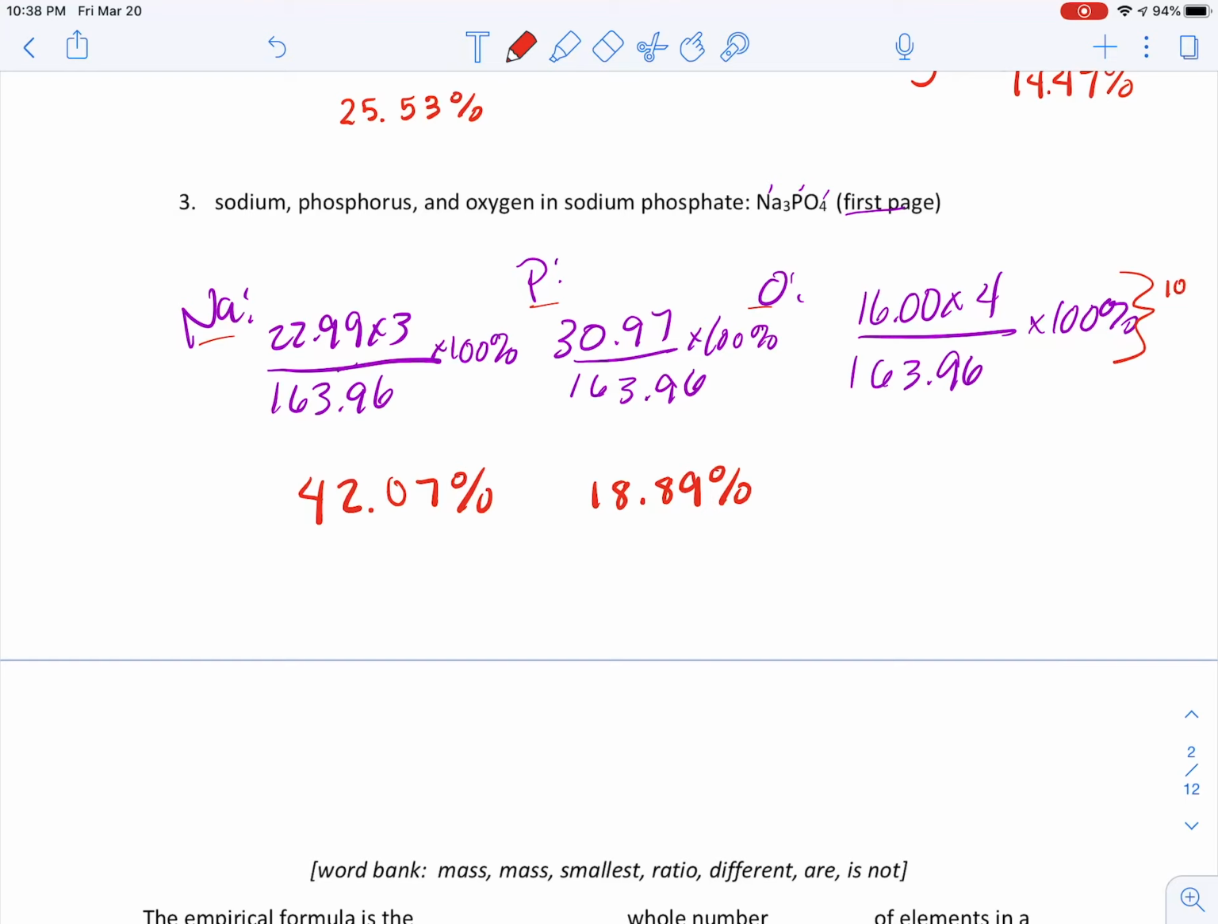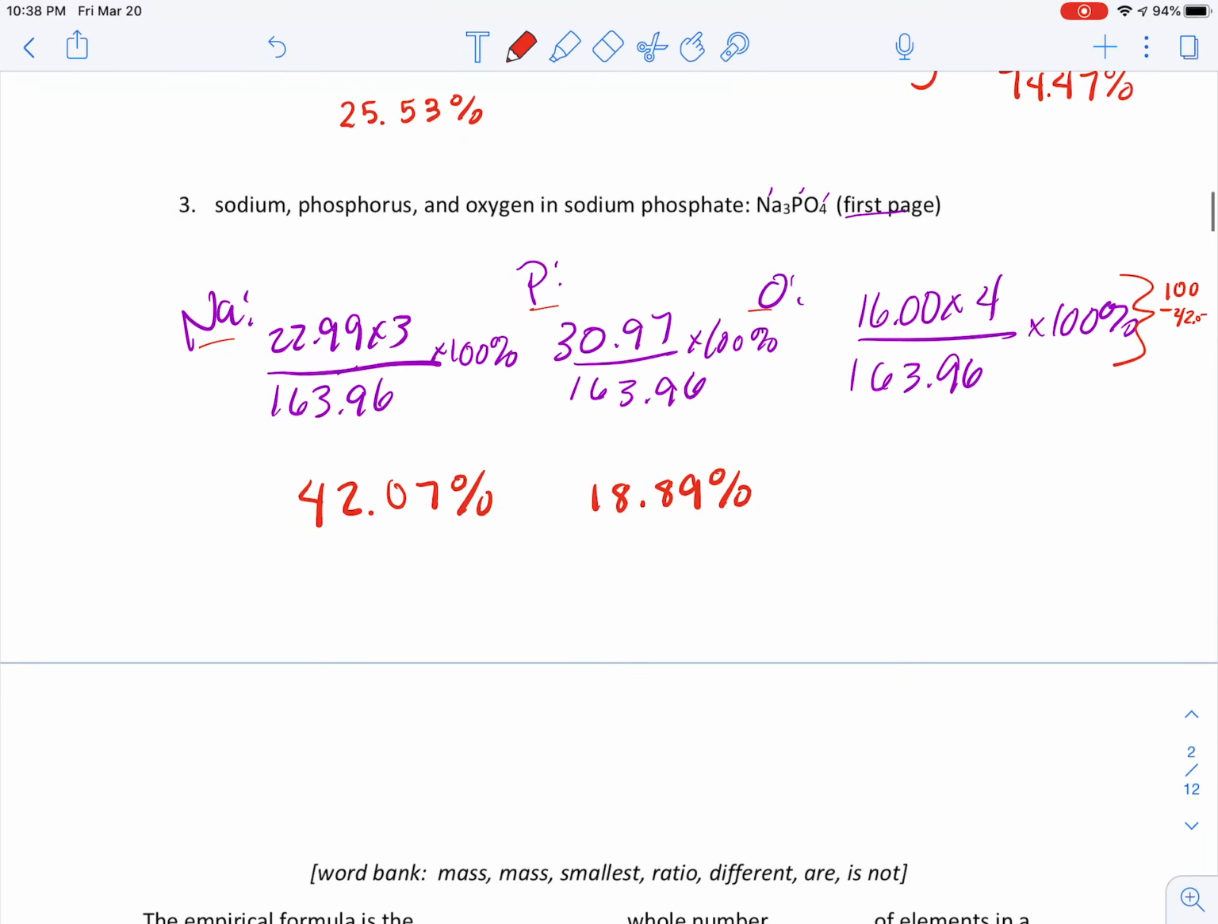And then, again, if I'm going to do the subtracting thing on this one, it's going to have to be 100 minus 42.07, and then also minus 18.89. Or we can just put the numbers in. I don't know which way you want to do it. 16 times 4 divided by 163.96 times 100. And I get 39.03. This is one of those ones where it's slightly off.